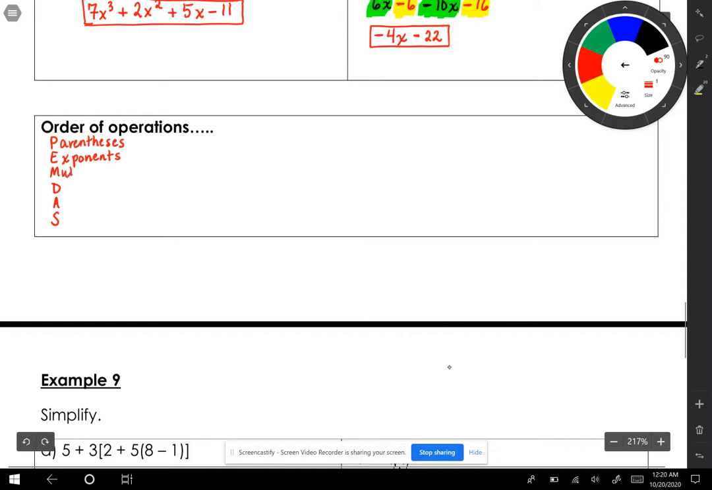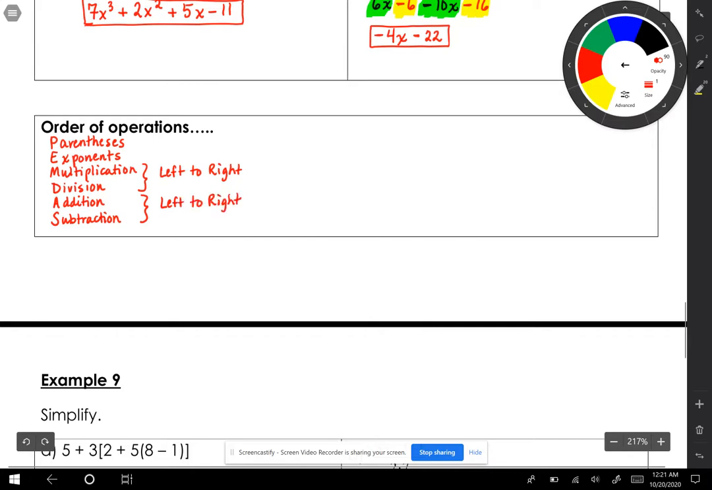M is for multiplication. D is for division. A is for addition. S is for subtraction. This is a good review, especially when you haven't had math for a quarter. Multiplication and division have equal weight, and you do what occurs on the left first. So you do left to right. If division is on the left, you do division first, and then you multiply. You don't do M first and then D. It just depends. Same with addition and subtraction. They have equal weight, and you do them left to right.